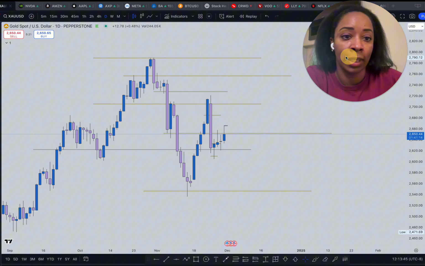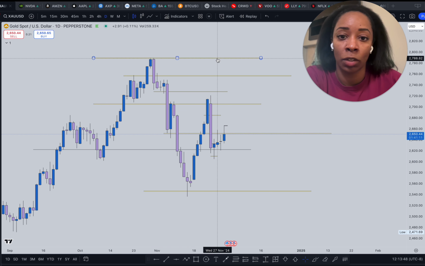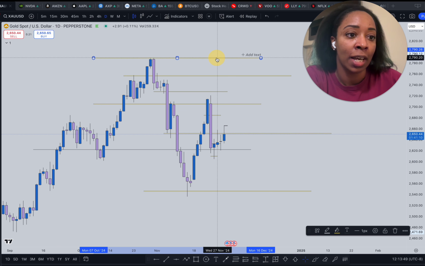So number one thing that we have is we have price starting from the top. We have price at 27.90, which is the highest point inside of this market so far.